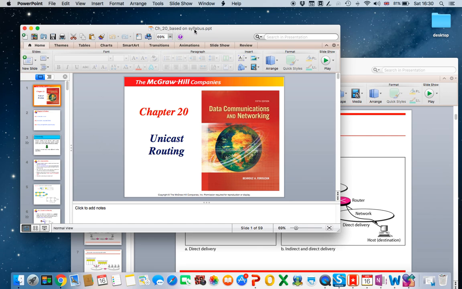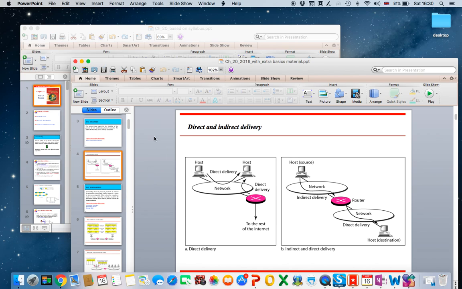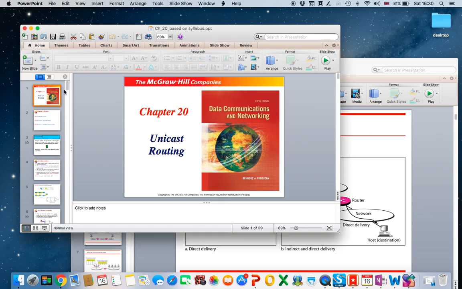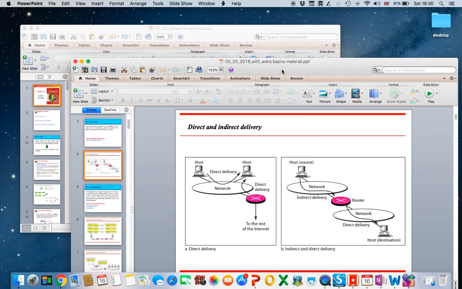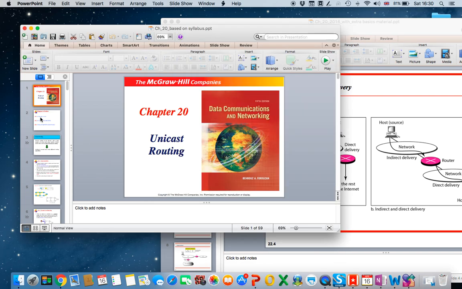Chapter 20 based on syllabus. Now these slides contain only the slides that are relevant to your syllabus from an exam point of view. So this presentation will have additional material which is useful for you to understand, but you will not be tested upon in the exam. Whereas these slides contain only the syllabus that you will need for your exam. Having said that, let's begin with the chapter itself.